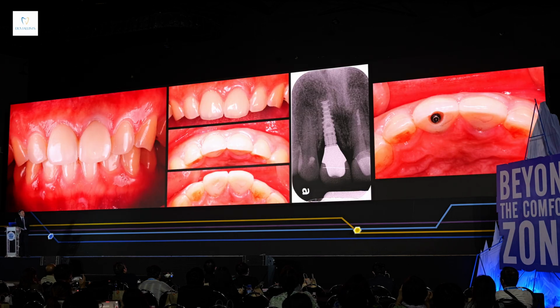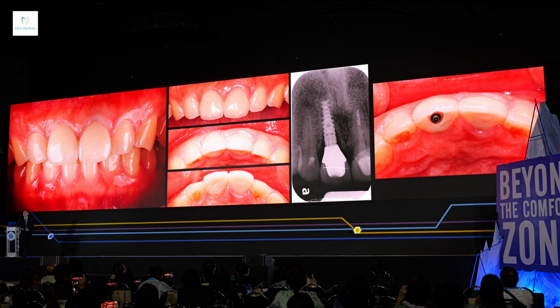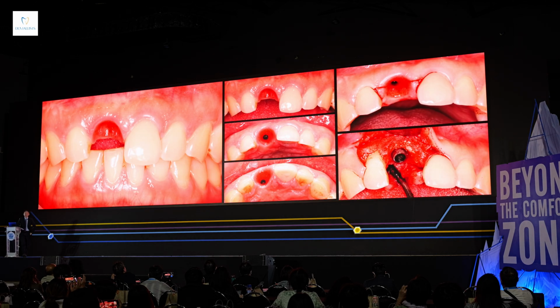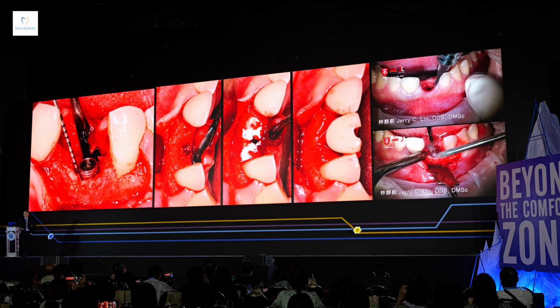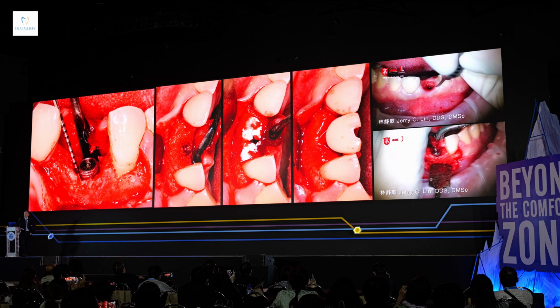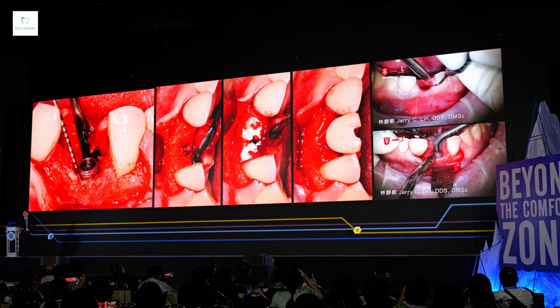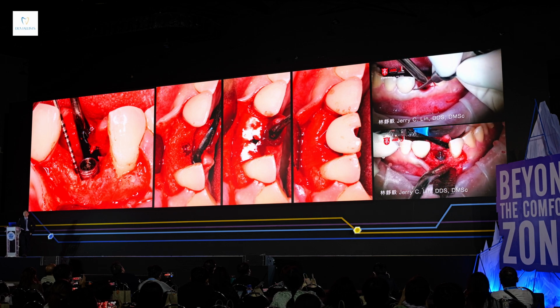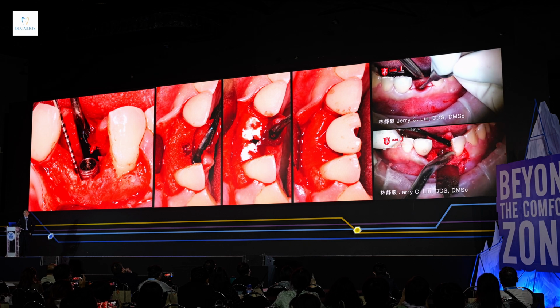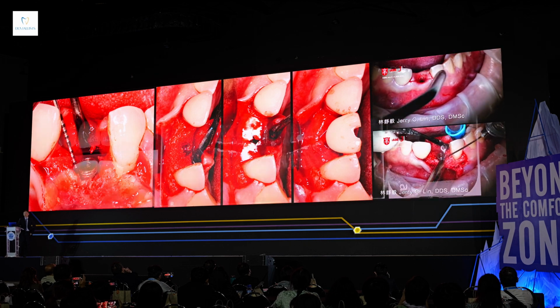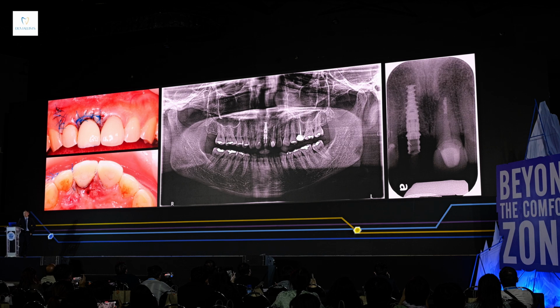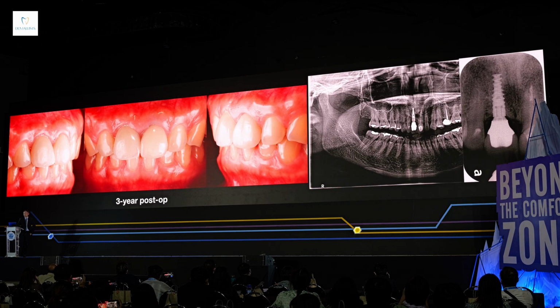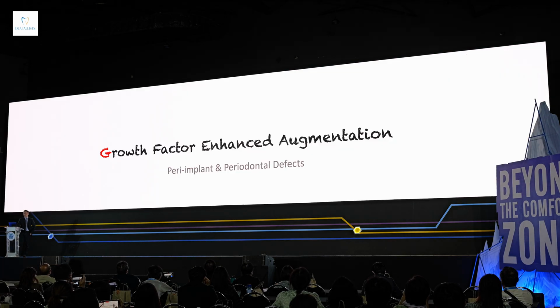So let's get to the aesthetic zone. In the aesthetic zone, things are sometimes more complicated because it's difficult to handle. For this particular case, it's peri-implantitis in the aesthetic zone. So a very similar approach. Remove the prosthesis and graft it, because it's a fresh, active site. So we can do it and graft at the same time. And then 3-year post-op.